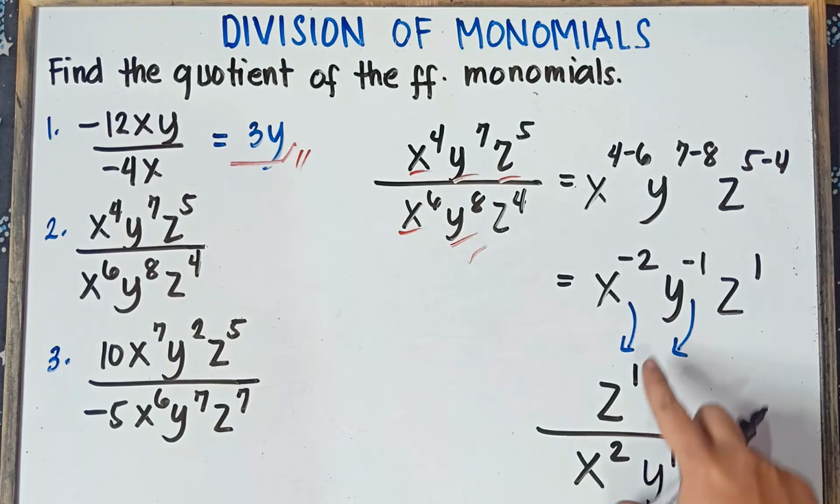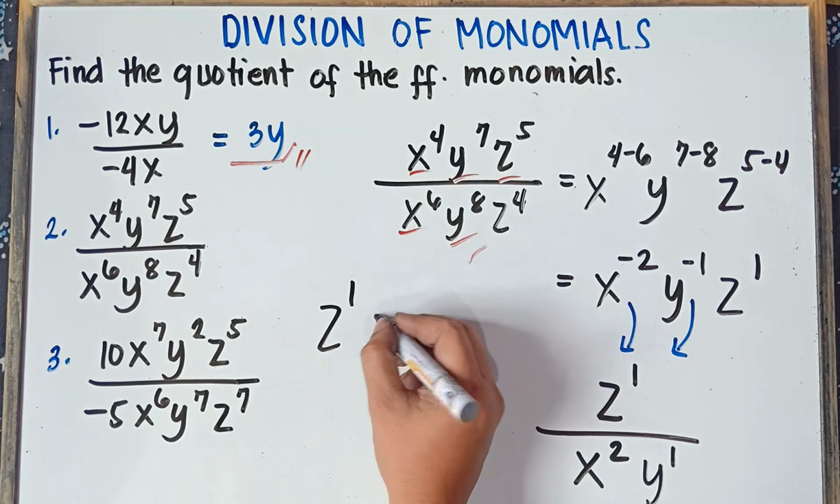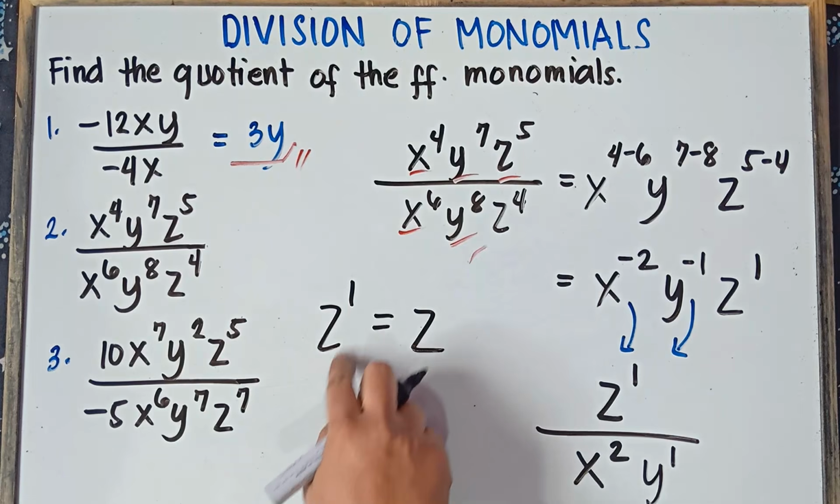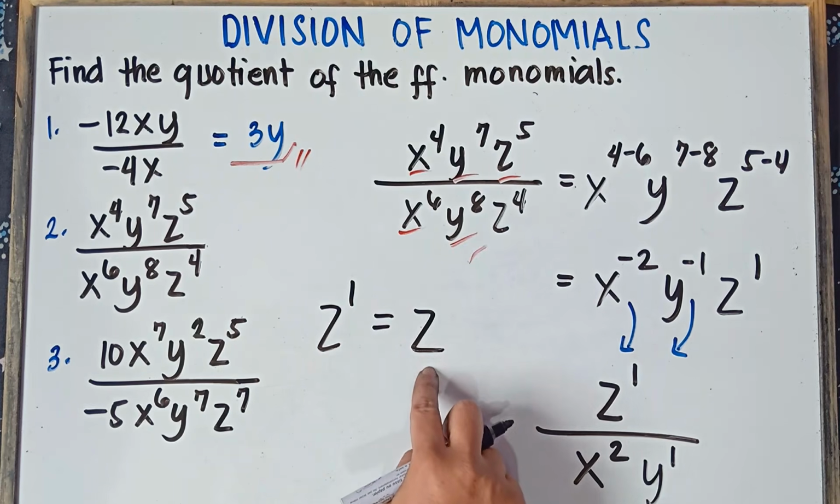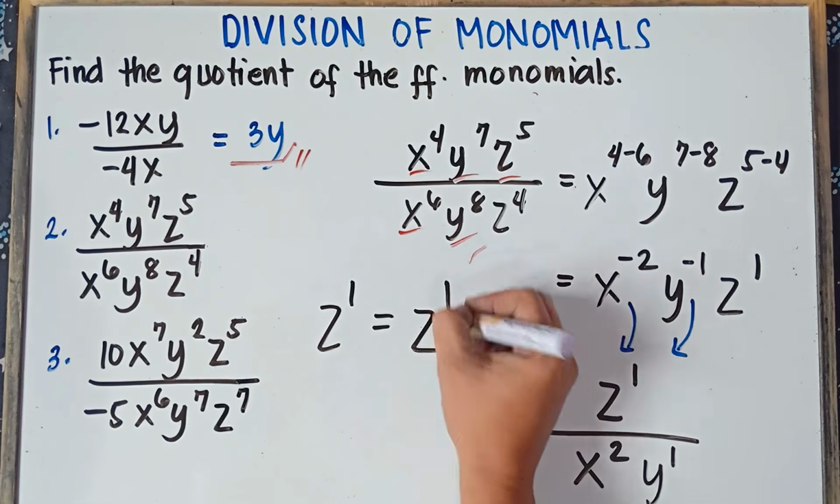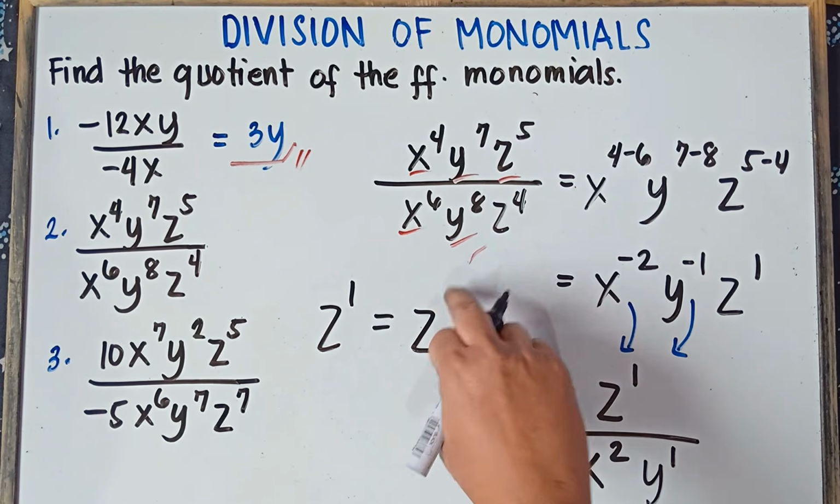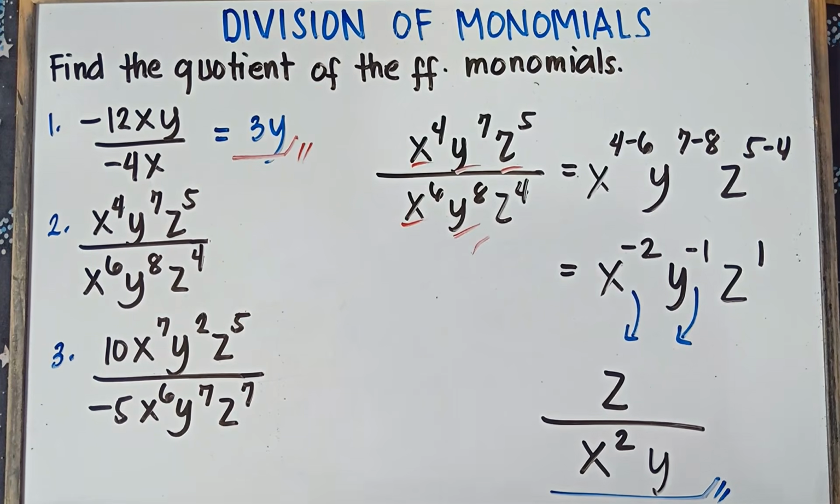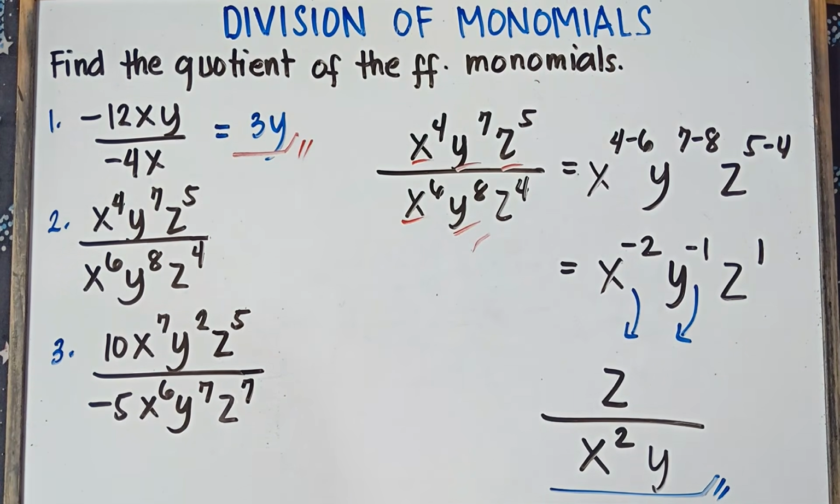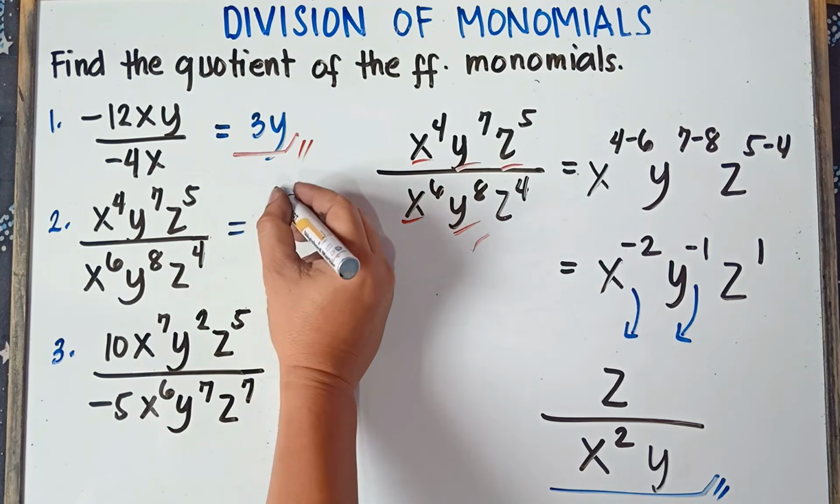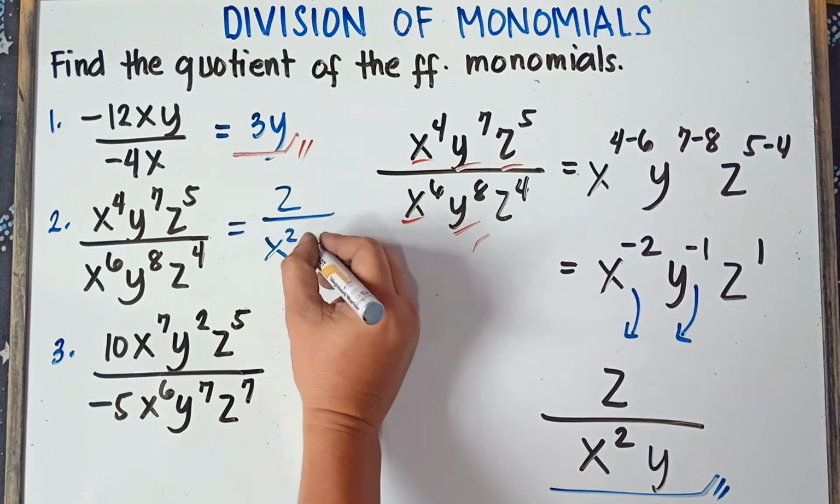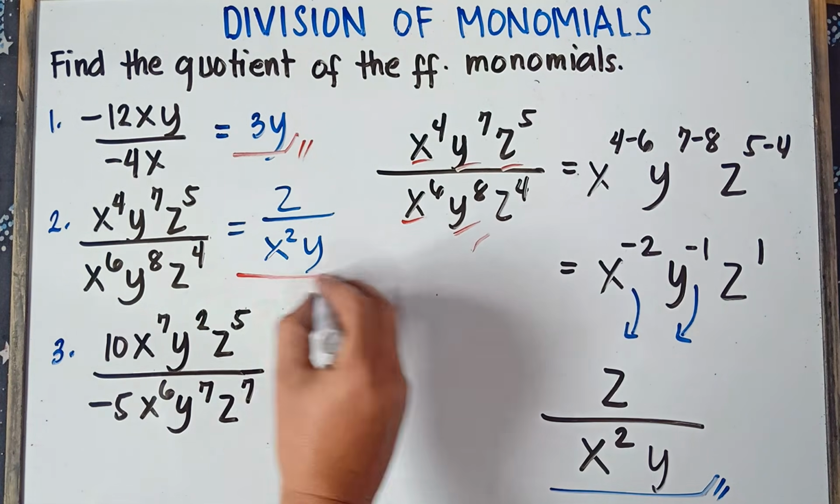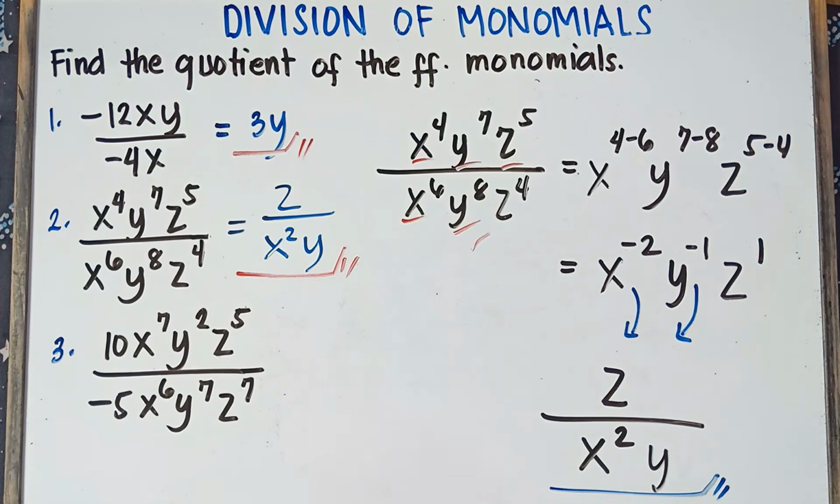Alright, so we can erase 1 here. Because z raised to the power of 1, this is just the same with z. Any variable, understood that there is an exponent of 1. So we can erase 1. Understood that there's 1 here. And we can erase 1. That's it, class. This will be our final answer with regards to example number 2. So this is z over x squared y. All set, class, with regards to example number 2.